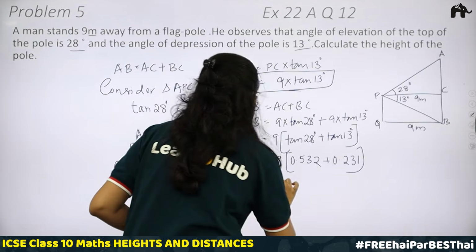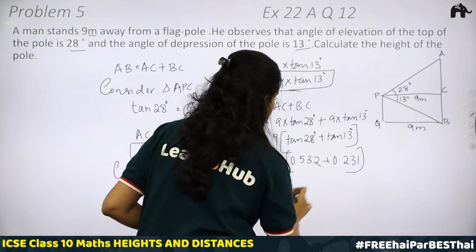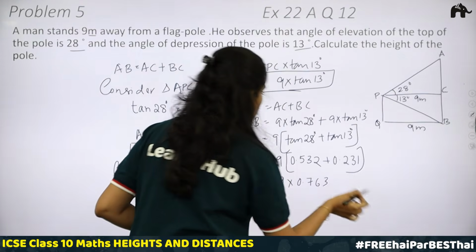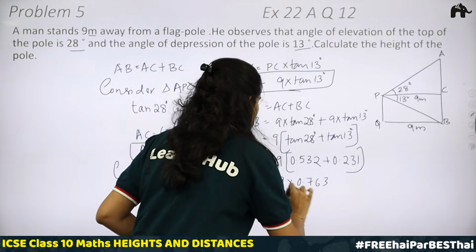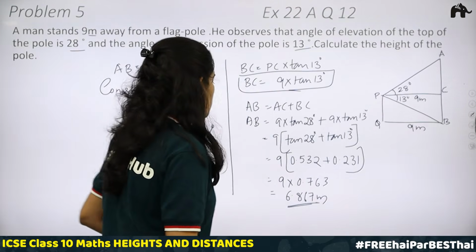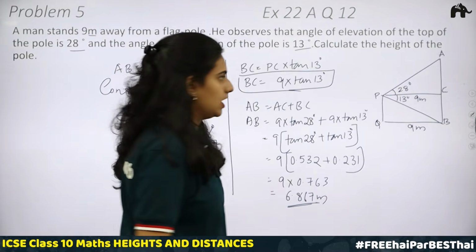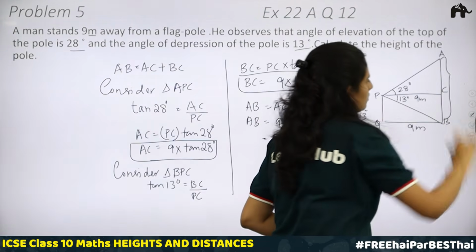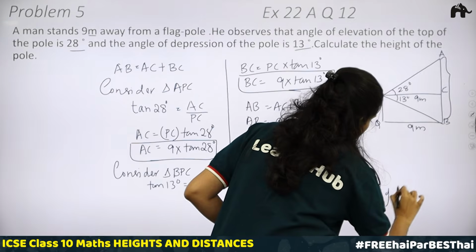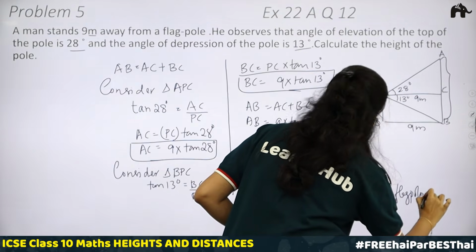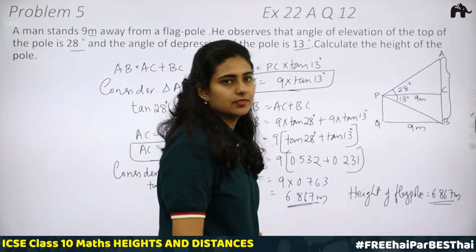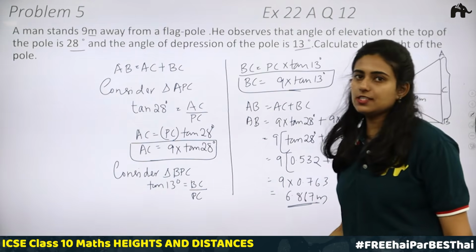Okay, equal to 9 into, on adding this we will get 0.763. 9 into 0.763 is equal to 6.867 meters. Okay, 6.867 meters is AB. That is the total height of the flagpole. Height of flagpole is equal to 6.867 meters. Understood? So this is your final answer.